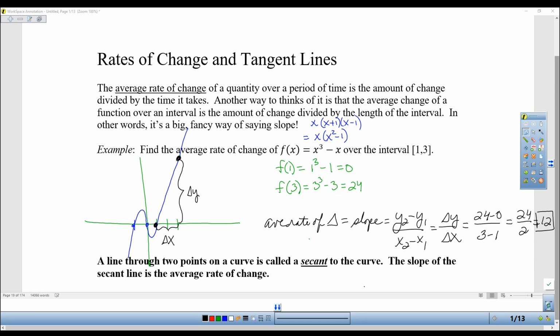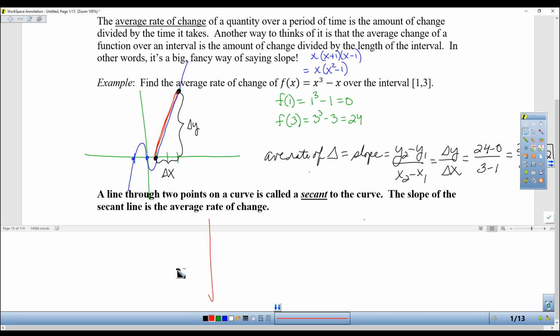So a line through 2 points on a curve is called the secant to the curve. Now, it's a little hard for me to show it to you here because this line looks like the curve and the secant. So I'm actually going to just redraw it on a really curvy thing. If I were trying to find the average rate of change between here and here as a triangle, you would have your delta x and your delta y. But this line is called the secant line, and the slope of that line is the average rate of change.